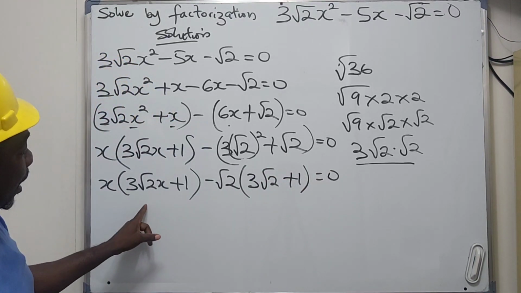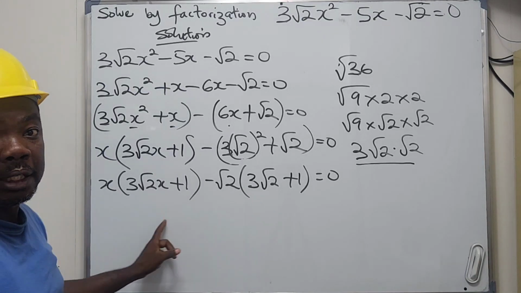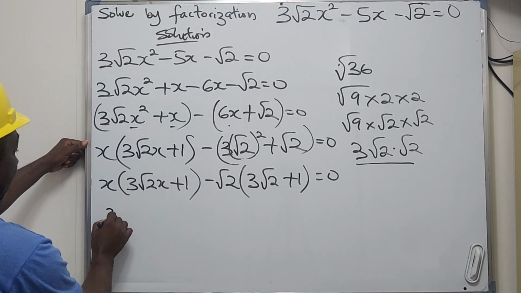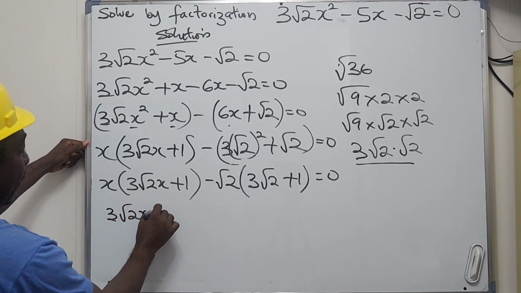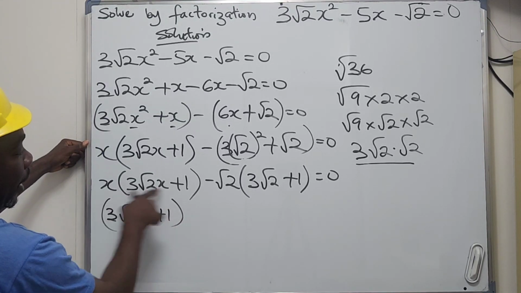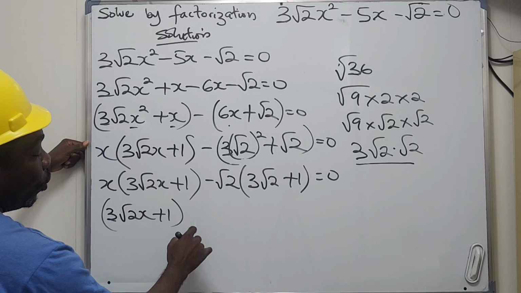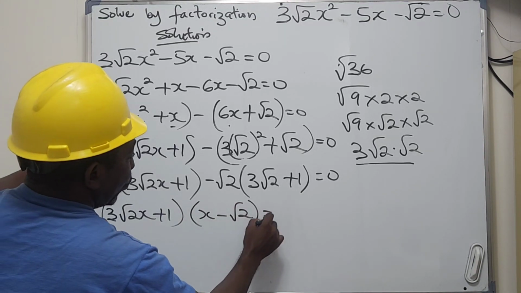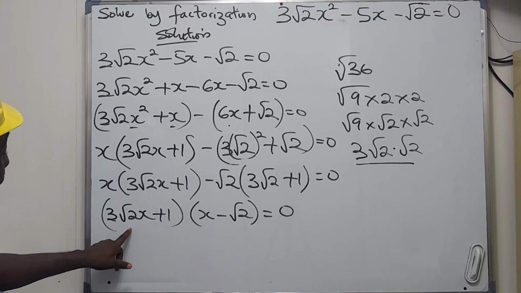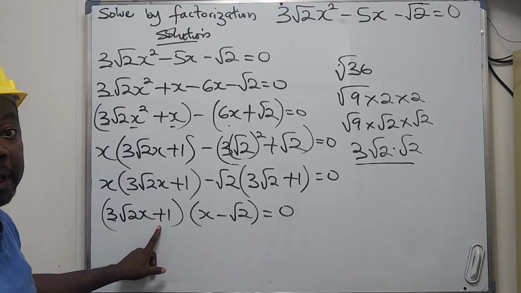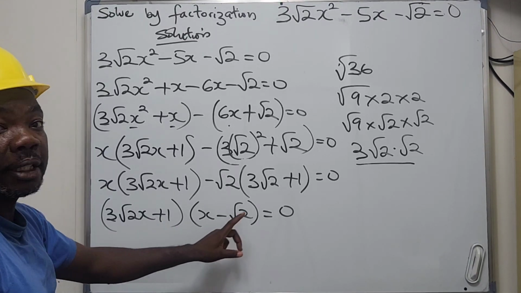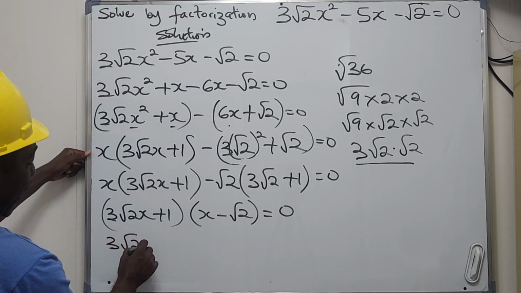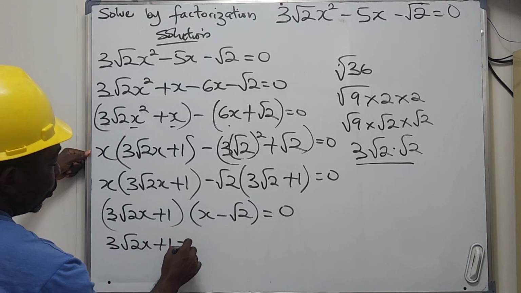In this case, you can see that we have two parentheses here, which are identical. We take one of them. So this will become 3 root 2x plus 1. Then we take x minus root 2, so we have x minus root 2, all equals to 0. So it is either the first parenthesis equals to 0 or the second parenthesis equals to 0. So this will become 3 root 2x plus 1 equals to 0.